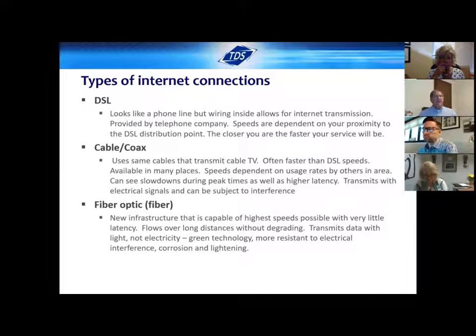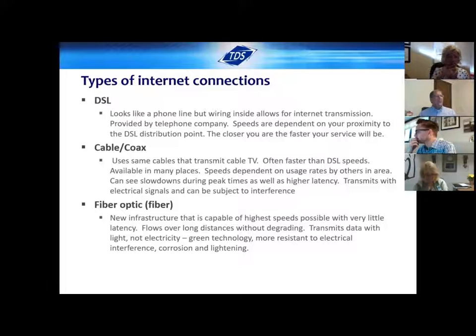Speeds are dependent upon your proximity to a switch or to a network, I guess. The closer you are, the faster it can be. A typical DSL, you might see 5 meg by 768K, or if it's really good, maybe 12 meg by 1 meg. But it's a pretty limited service, but for some people, that's all they can get at this point.